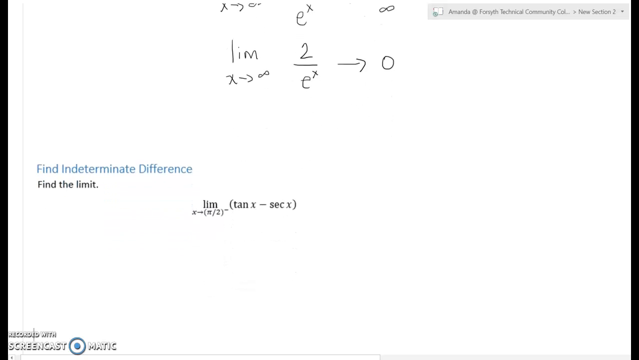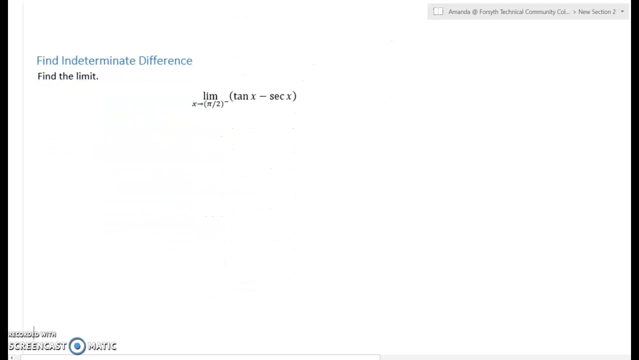The last one I want to look at today, I have an indeterminate difference situation here. So I'm subtracting two things. And so this is tangent of x minus secant of x. And we're looking as x approaches pi over 2 from the left.